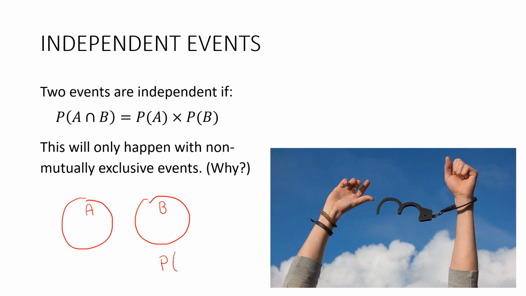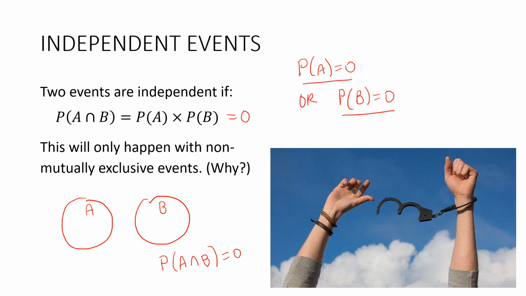And the probability of A intersection B is 0, which means that this is equal to 0. So either the probability of A is equal to 0 or the probability of B is equal to 0. And this makes the whole thing nonsense. This means one of these cannot happen. It's impossible. So how can an event that is impossible be independent of another event? So, two events are independent only if they're non-mutually exclusive and if they follow that rule.